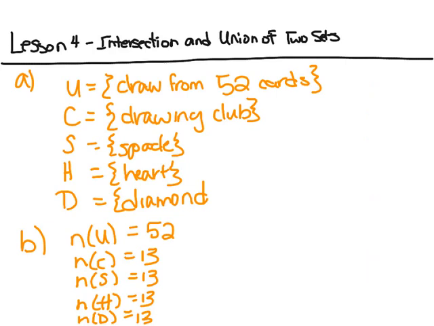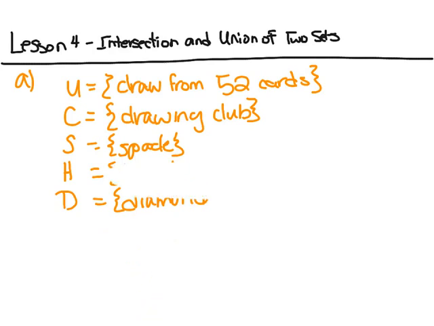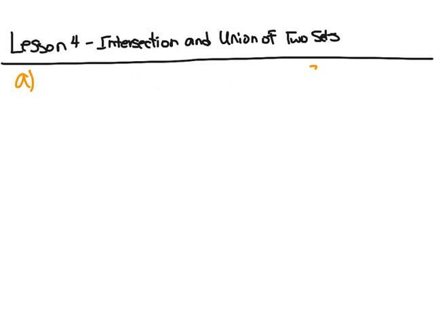For part C, we want to find the union of drawing an H or an S. So what is the chances of drawing a spade or a heart? So remember, union means spade or heart.